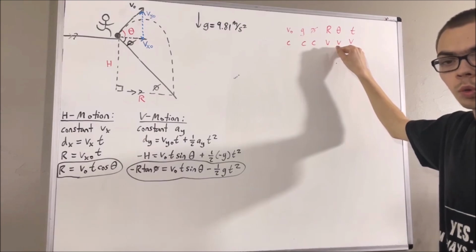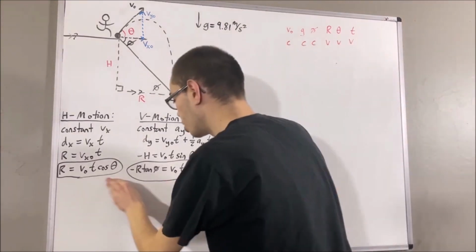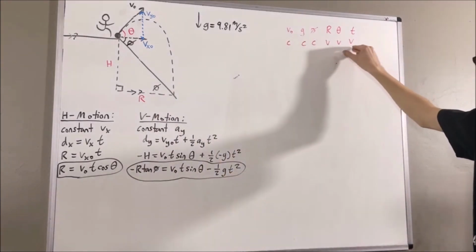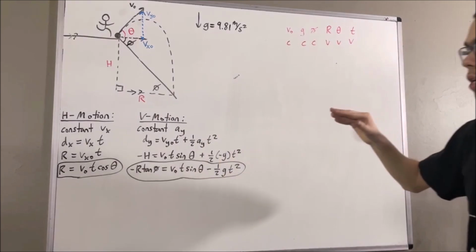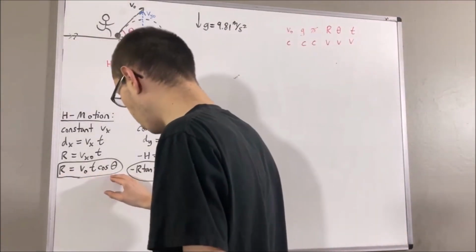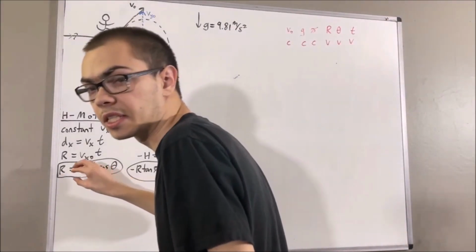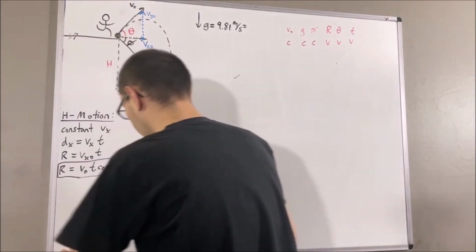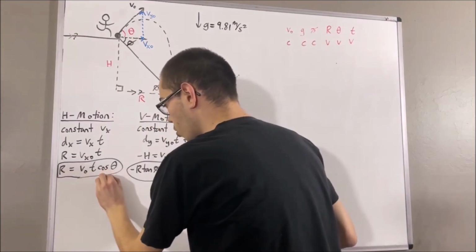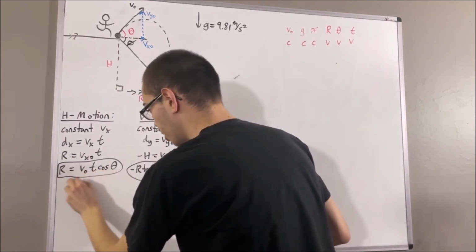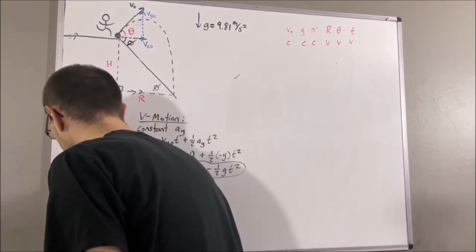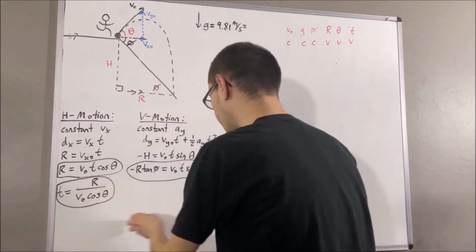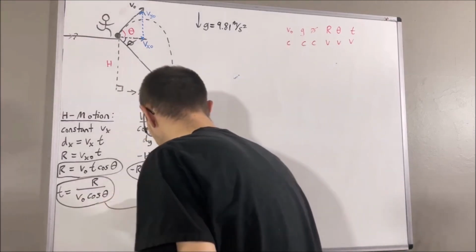So what we want to somehow do is combine these 2 equations into a single equation, and in the process, we eliminate the variable time. To do that, we're going to take this equation, solve for time, and then substitute that into the other equation. So to solve for time in this equation, we're just going to divide v naught cosine theta to the other side. And so we get this. And now let's plug this into the other equation.